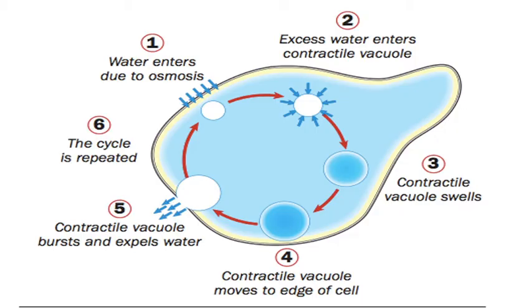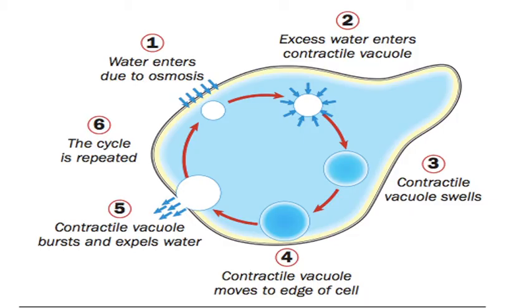Let's see how excess water is removed in unicellular organisms. For example, you can see water enters due to osmosis. In number 1, water enters the organism. In number 2, excess water enters the contractile vacuole. Excess water enters where? The contractile vacuole.